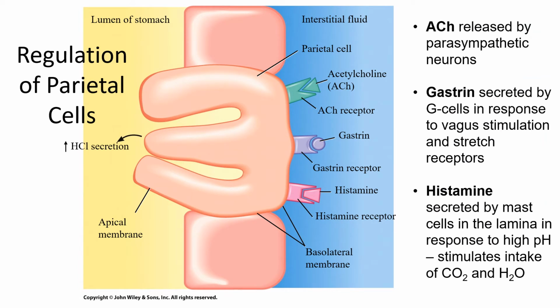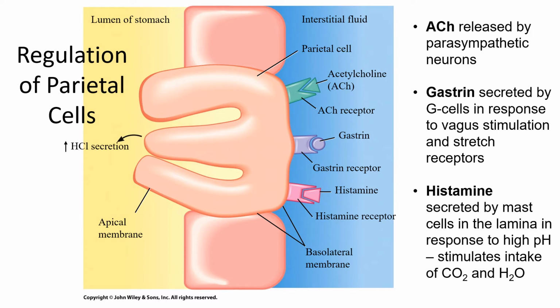Parietal cells are regulated by a number of different systems in the body. If you remember back to Biology 111, we talked about the autonomic nervous system and how it's made up of 2 branches. We have the parasympathetic system that is responsible for general activities that are ongoing throughout the body that maintain homeostasis. And then we have the sympathetic system, which is the fight or flight system. And it's going to bring about an increase in heart rate, an increase in breathing rate, etc. The parasympathetic system is often referred to as the rest and digest system, and for good reason.